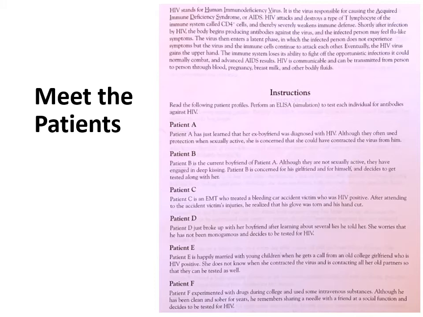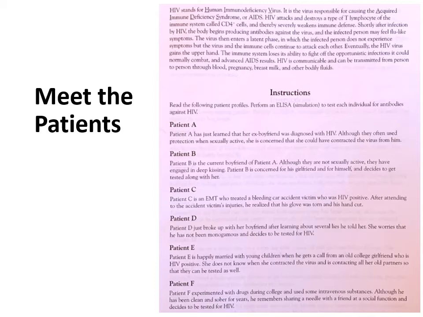Now, what I love about this experiment and this kit is that it gives beautiful real-life examples. So in today's ELISA, when you're analyzing your results, these are your actual patients that you will be testing to see which ones have HIV and which ones don't. And all of these are real-life scenarios that can lead to an HIV scare and the need to be tested for HIV. So patient A has just learned that her ex-boyfriend was diagnosed with HIV. Notice it says, although they often use protection when sexually active, not always, she is concerned that she could have contracted the virus from him.